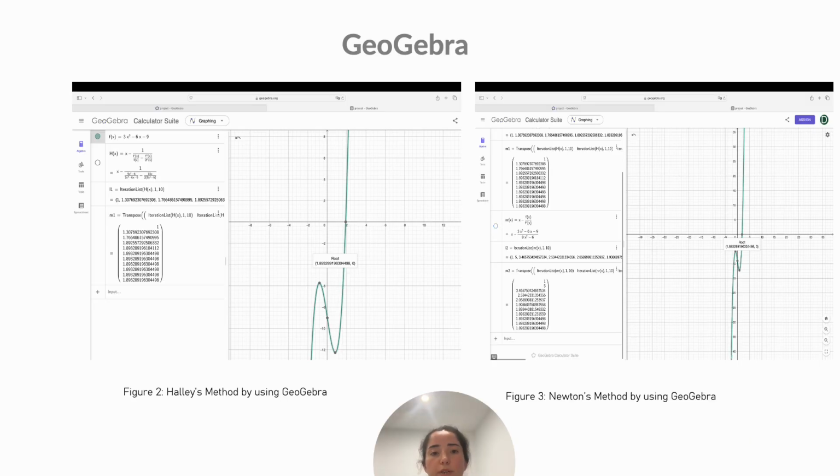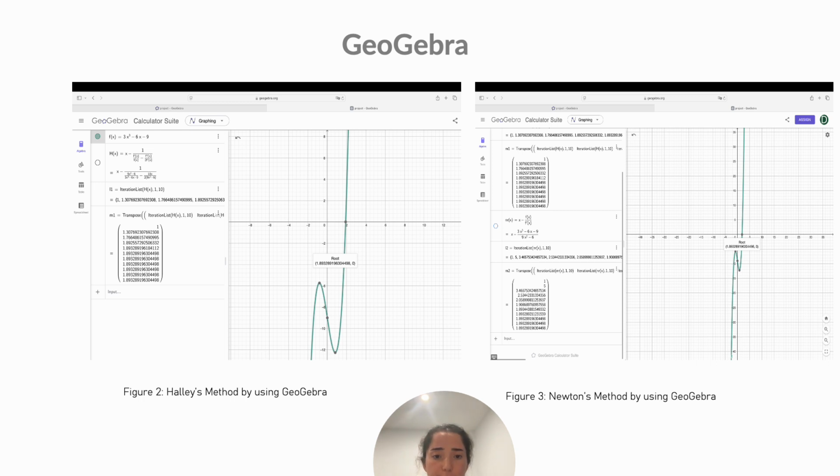Now I will demonstrate how these numerical methods can be applied using GeoGebra. Let's start with Halley's method again. So in the very first line, I wrote down my function. And then in the second one, I defined the iteration formula for Halley's method, and I denoted it as h of x.